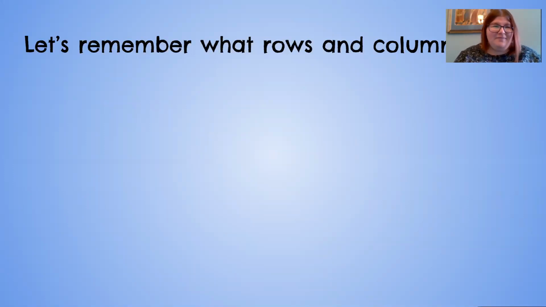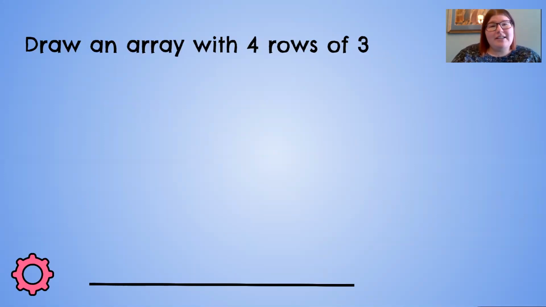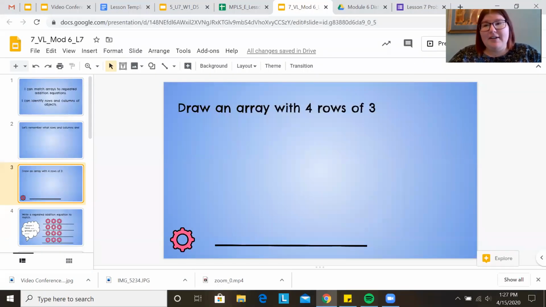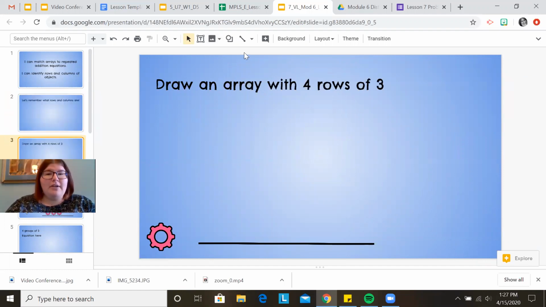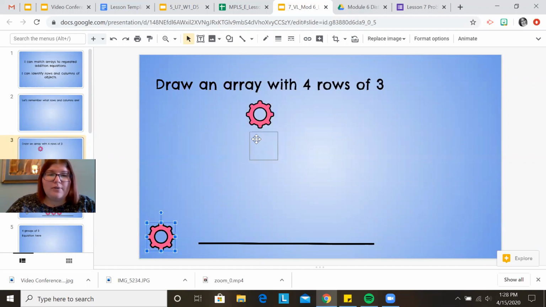Let's go ahead and dive into learning. One of my first instructions is going to be to draw an array with 4 rows of 3. So I'm going to go ahead and click out of here and make sure we don't have any distractions. Okay. So draw an array with 4 rows of 3. I'm going to take my little gear here, and if it says 4 rows of 3, which way do rows go again? Do they go across or up and down? Right, they go across. So I'm going to start with building my 4 rows so I don't get confused.